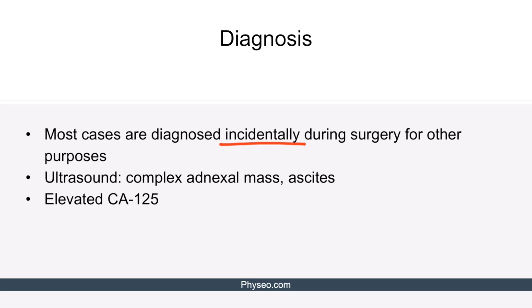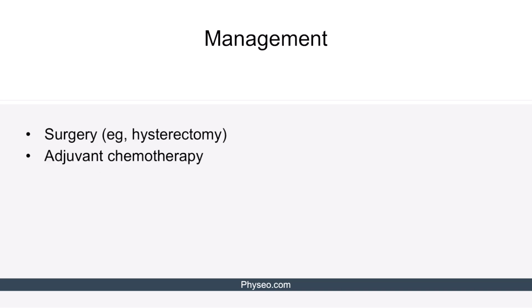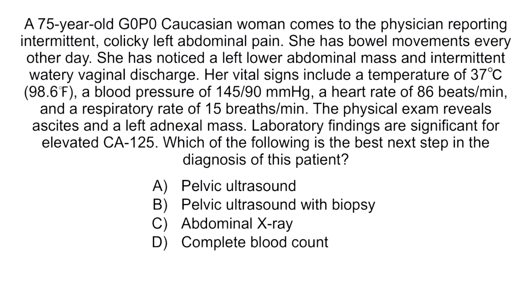That being said, patients with this type of cancer may undergo a pelvic ultrasound, which may reveal a complex adnexal mass and/or ascites. Similar to surface epithelial tumors, cancer of the fallopian tubes will also result in elevated levels of CA-125 tumor marker. The management is with surgery, for example, hysterectomy, as well as adjuvant chemotherapy. All right, let's wrap up with a final question.